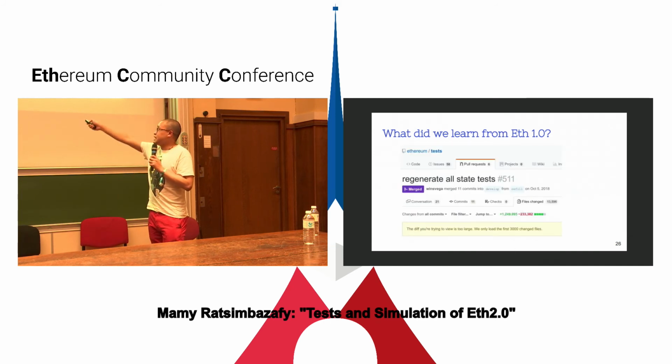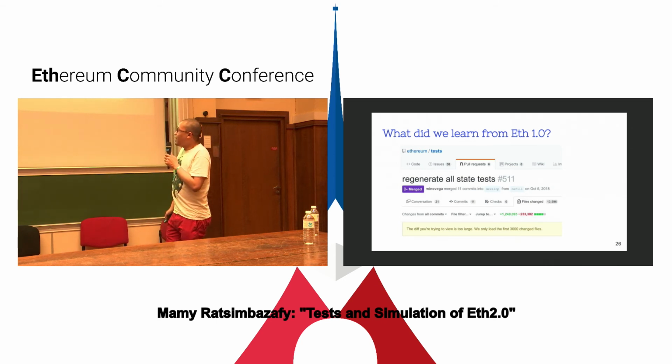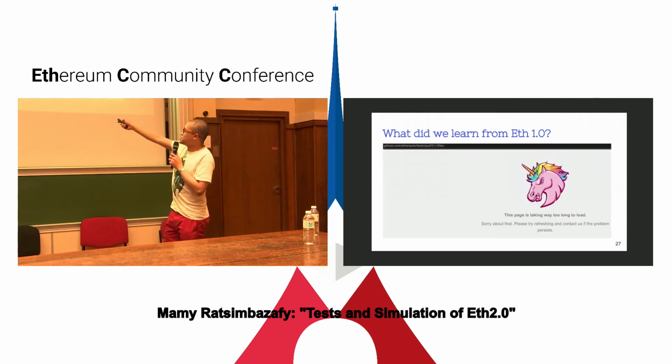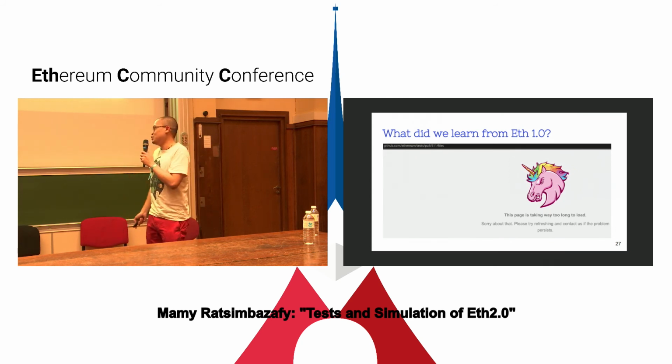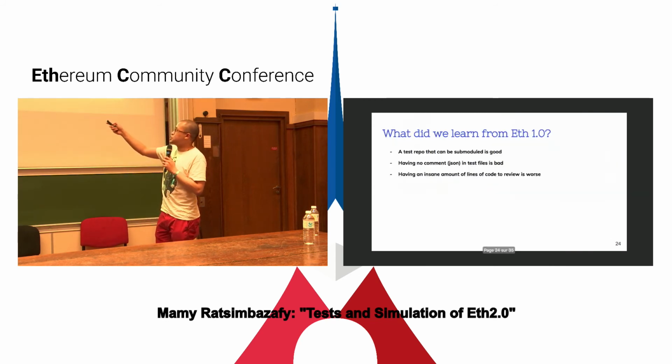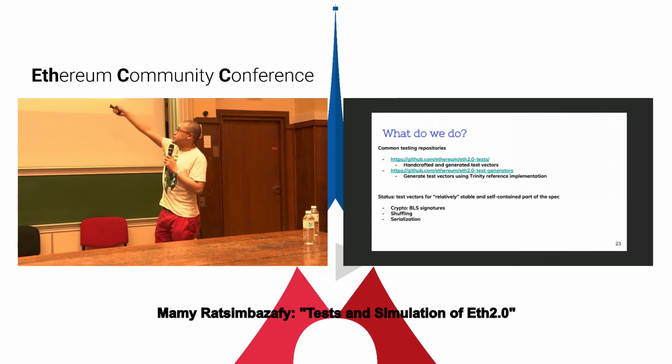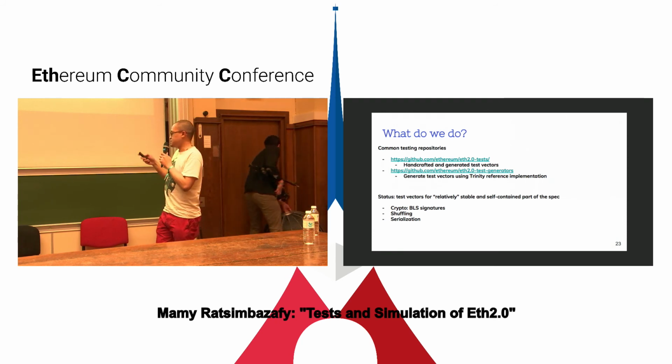So this is a test generation in ETH1 that was 1.2 million lines of code, and well, sometimes you also get a unicorn, because GitHub says this page is taking way too long to load. So right now, if I go back to the structure, what we review is just the test generators, and everything in the test is auto-generated with CircleCI, and a bot will merge the new tests. So much less review issues.